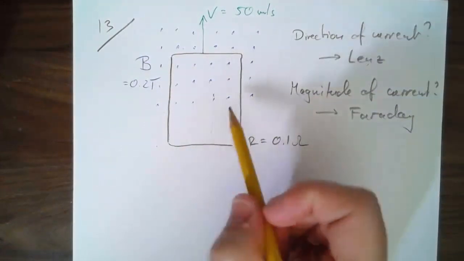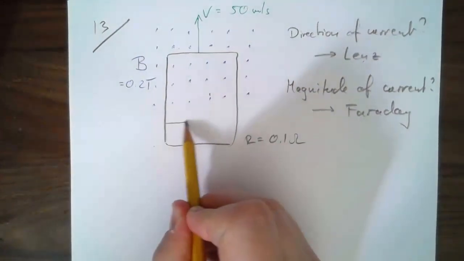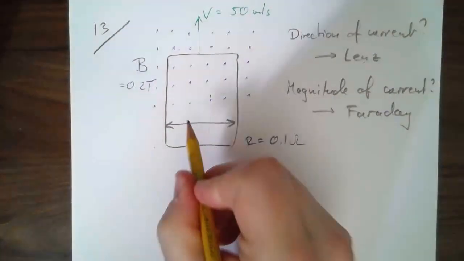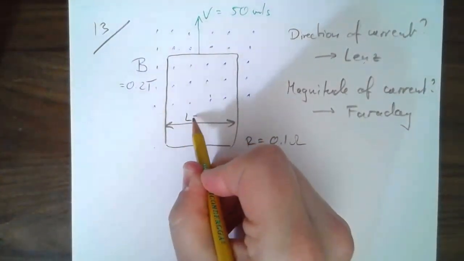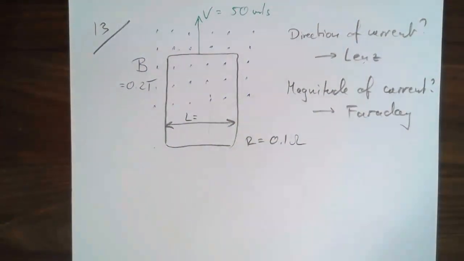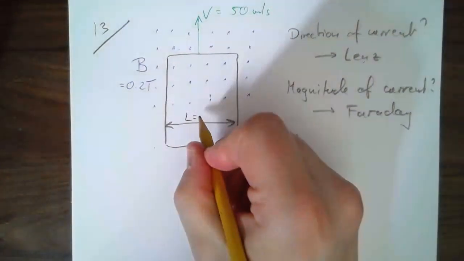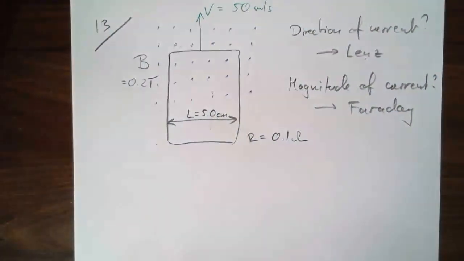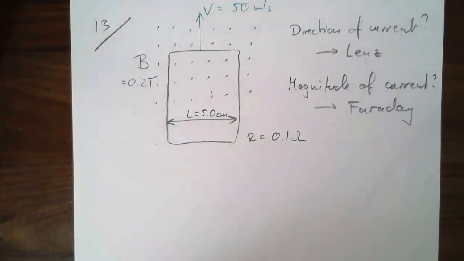There's actually one more piece of information that the question gives us, which is the width of this rectangle. We call this L, and in the case of the book, that is 5 centimeters. You might have something different, but it doesn't matter. The method is, of course, always the same.